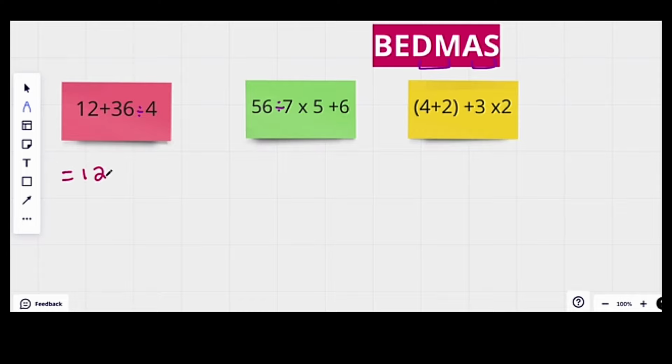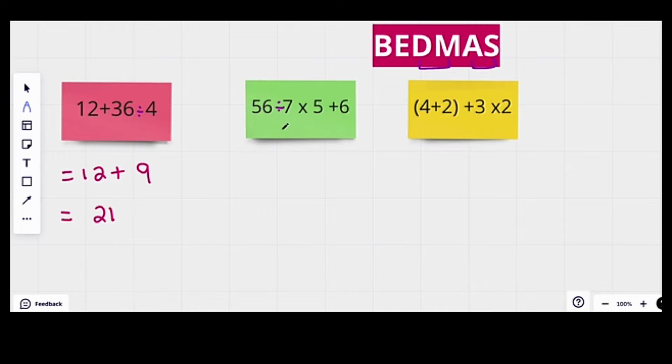We're not going to do anything to our 12 because we're going to start with our division first. Okay, what's 36 divided by 4? Well, the answer is 9. Now we can go ahead and add and move that over to our next line right here. So 12 plus 9 is 21. Perfect.